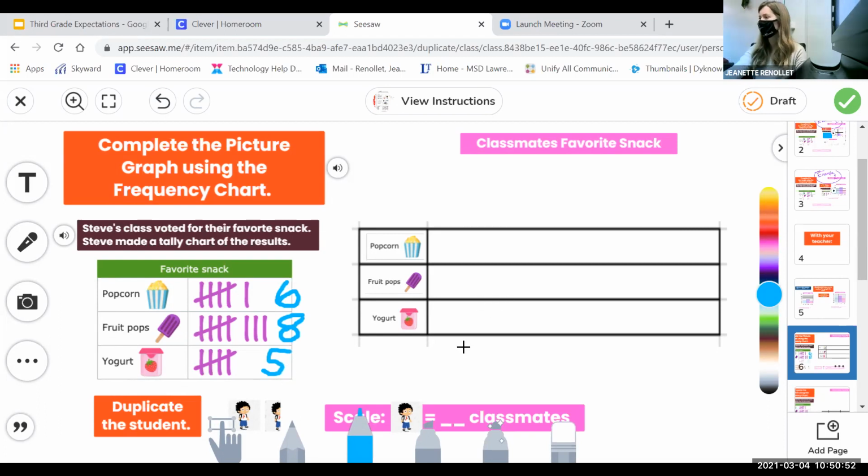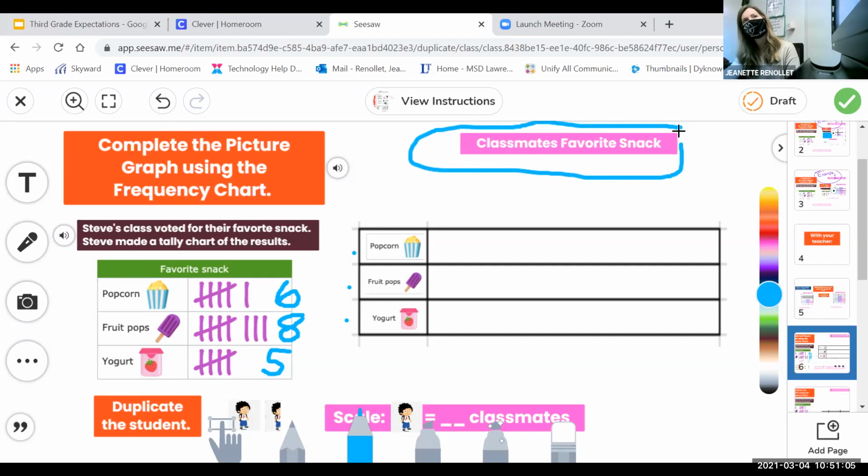Take a look at our picture graph. The same categories are listed on the picture graph. I noticed that we do have a title. It's way up here. When you make a graph, you need to make sure that you have a title and that you have the same categories. It should match. Whatever's on your frequency table should be on your graph. You're supposed to match them, but show the data in a different way.